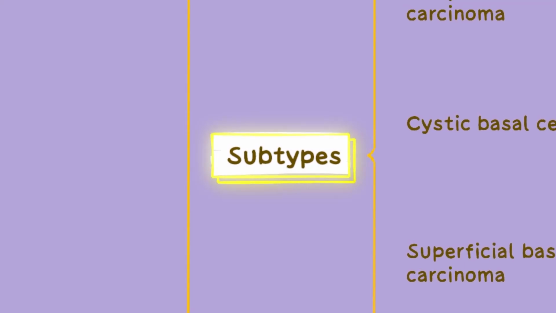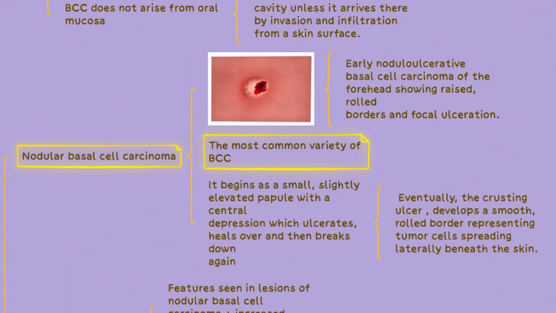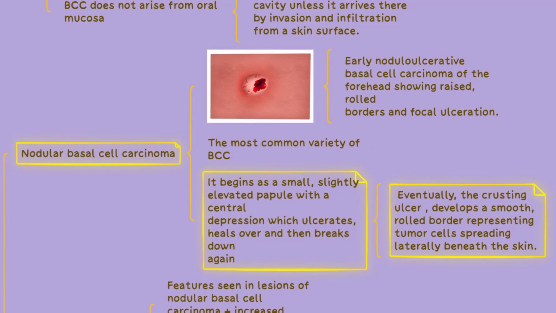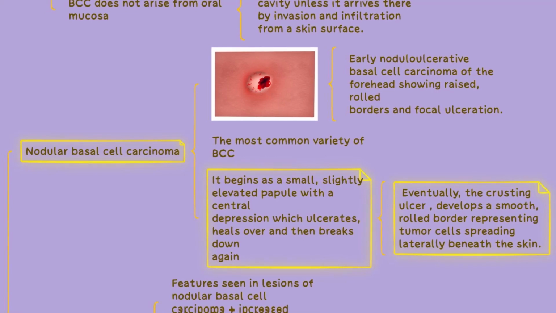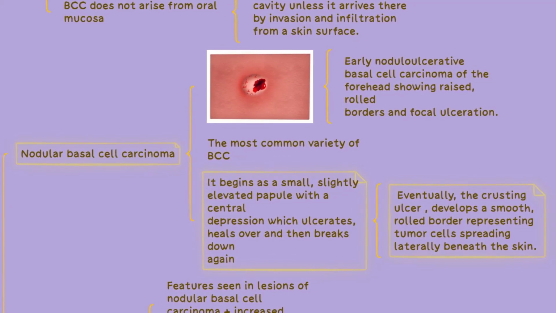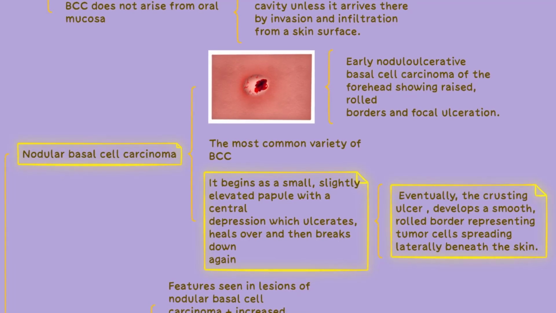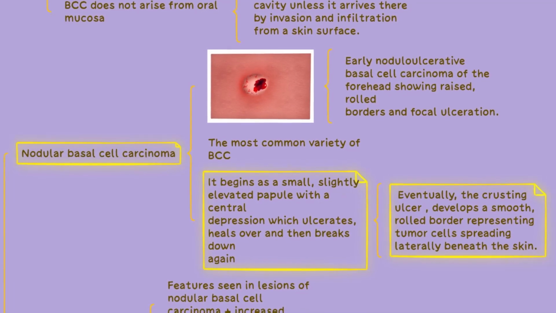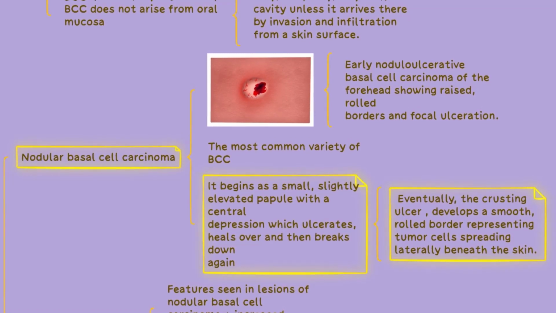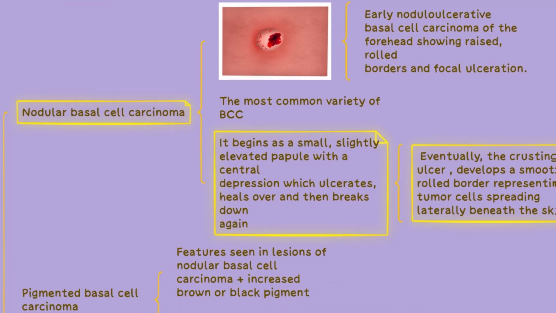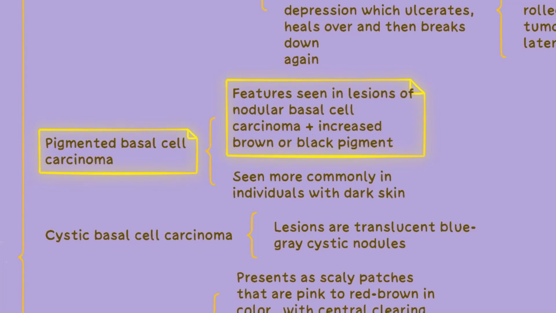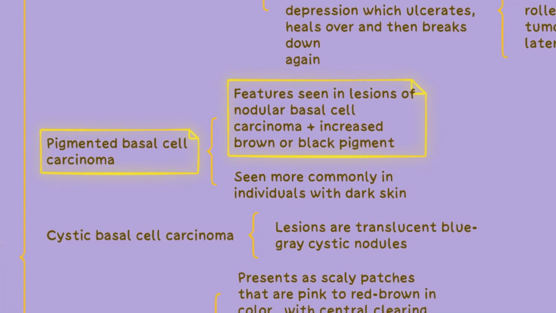Basal cell carcinoma has different types. Nodular basal cell carcinoma is the most common variety of basal cell carcinoma. It typically presents as a raised, shiny, and pearly nodule with rolled borders. The nodule may have a central depression and it often undergoes cycles of ulceration, crusting, and healing. Over time, the tumor cells spread laterally beneath the skin, leading to a smooth rolled border around the central ulcerated area. Pigmented basal cell carcinoma shows increased brown or black pigment in addition to the features seen in nodular BCC.